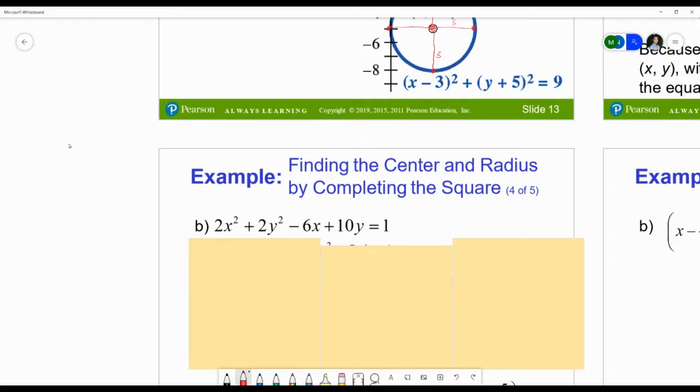And when we factor it out from the x binomial and the y binomial, we also have to account for that on the right side of the equation, right?